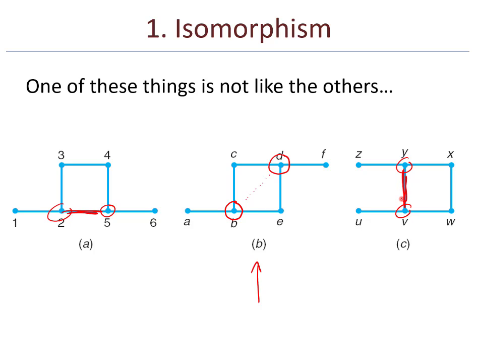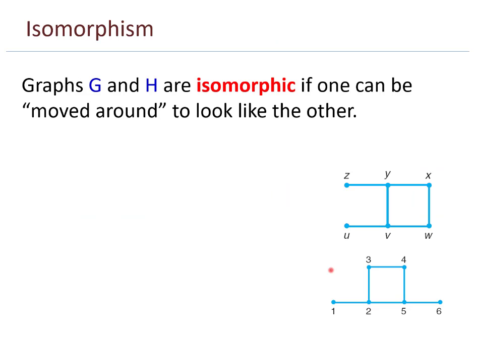And so if I imagine moving these around, I can take this first graph and I can move it around to make the third, but I'll never be able to move edges and stuff around in order to make the second. And this is the big idea behind isomorphic graphs. Notice the words. Iso means same, and morphic means shape. Graphs G and H are isomorphic if one can be moved around to look like the other.